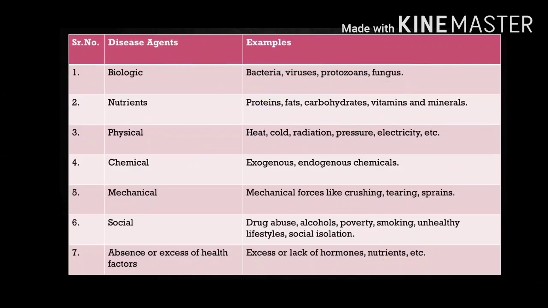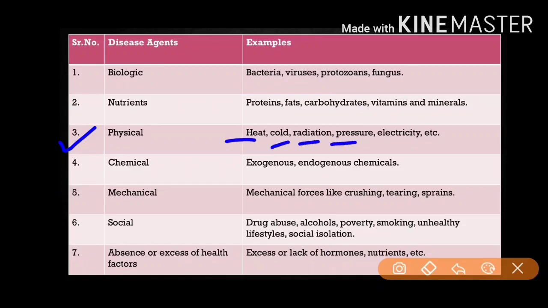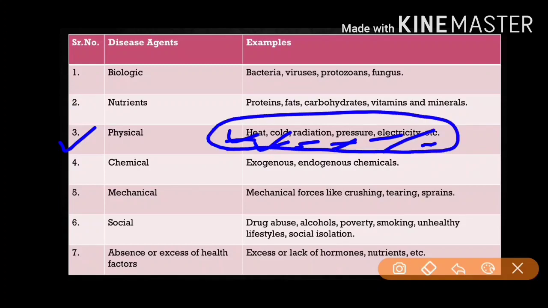Let us see the third one, physical. Physical agents are exposure to heat, cold, radiation, pressure, electricity, etc. If an individual is exposed to heat or cold or radiation or pressure or electricity, that person could become ill or sometimes even die. So that is about the physical agents.